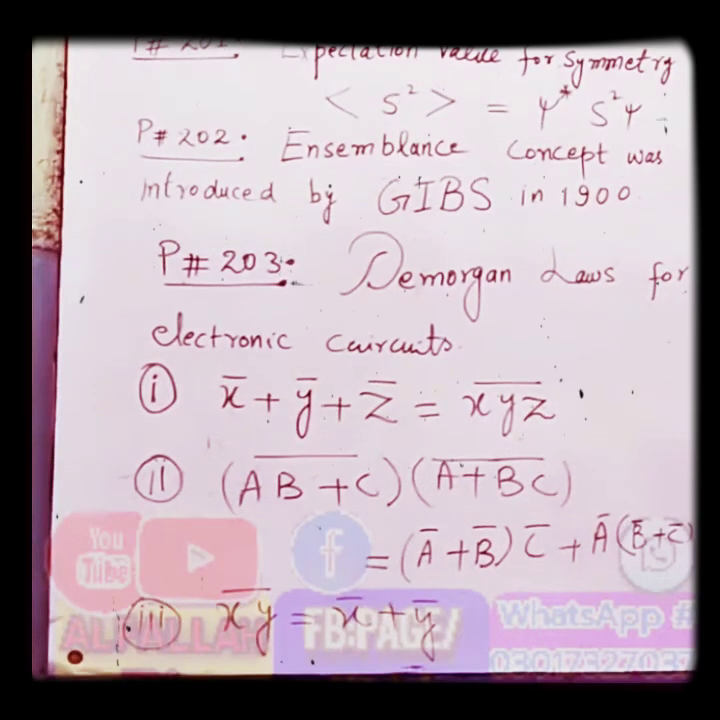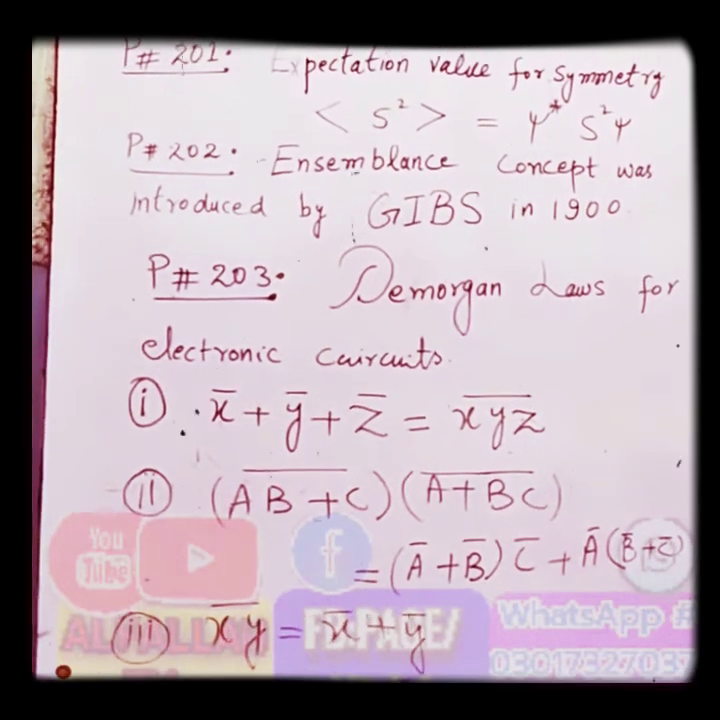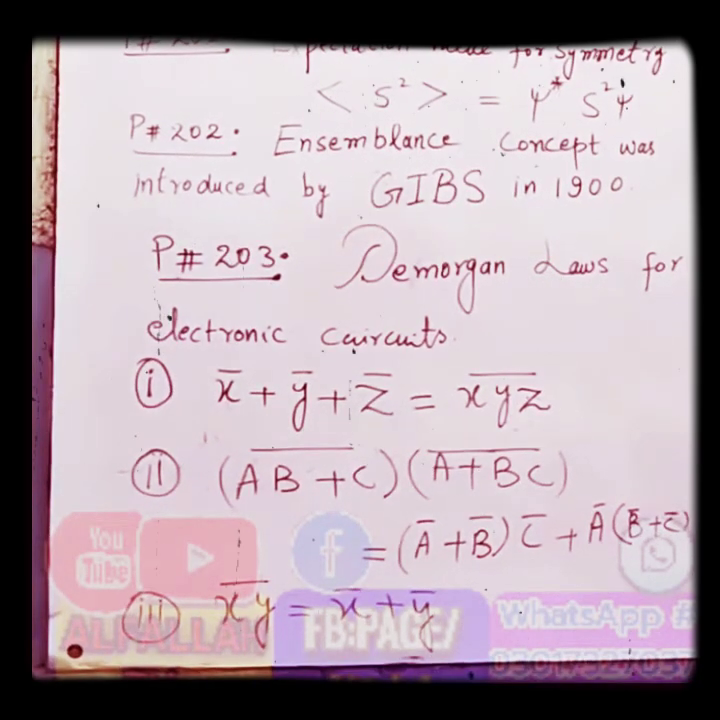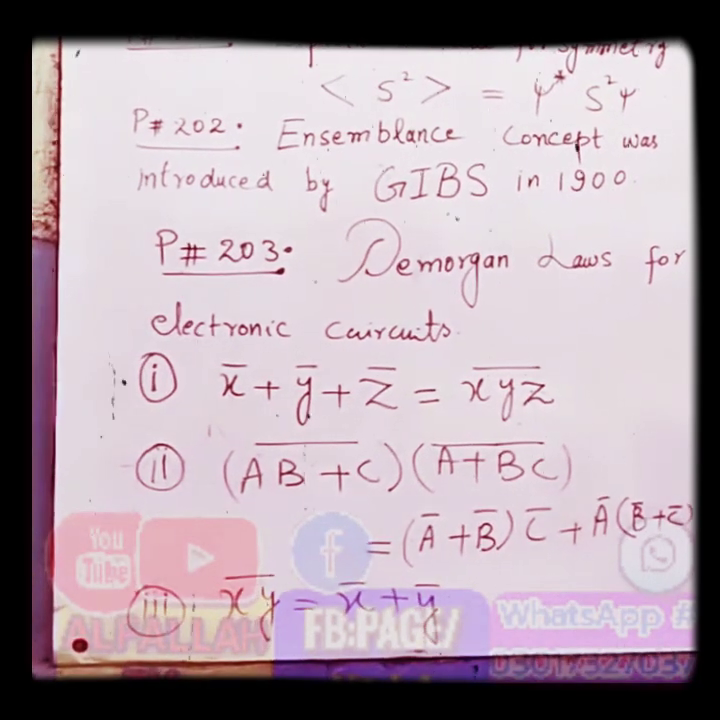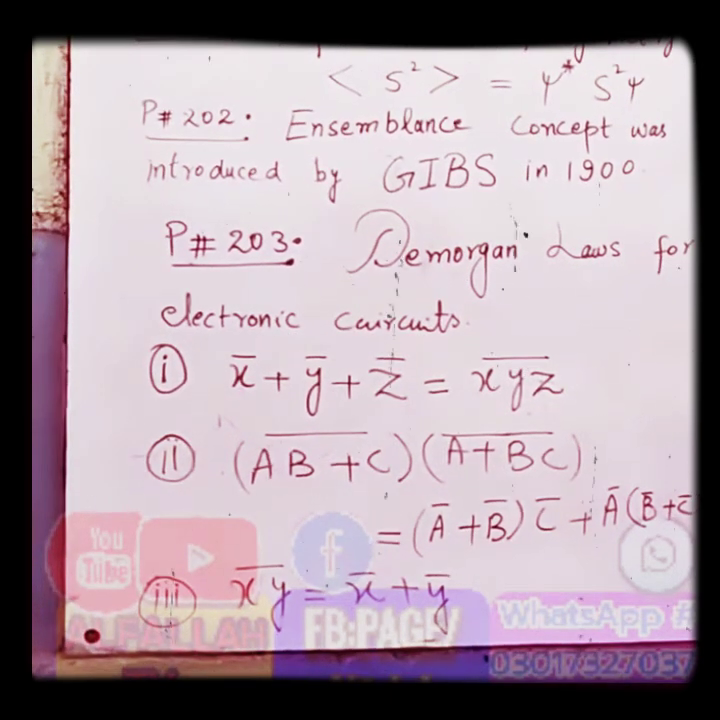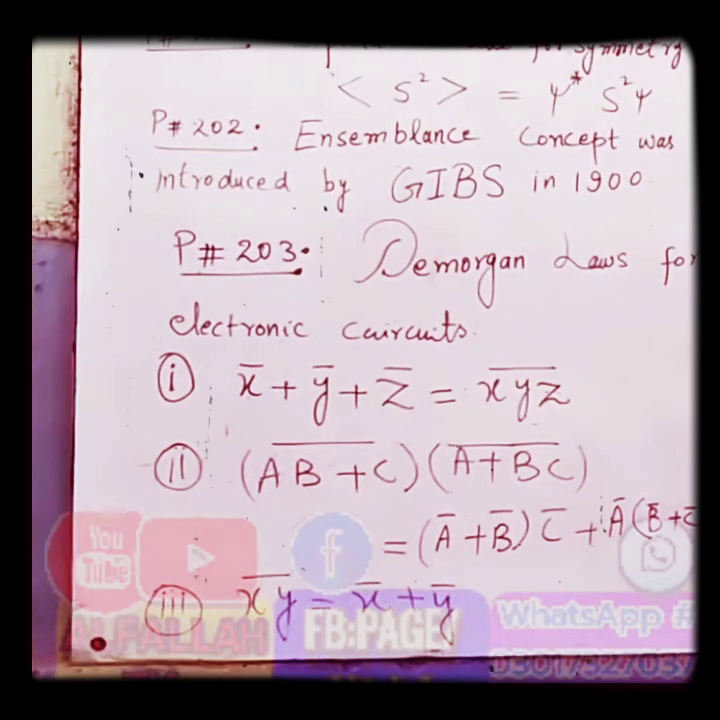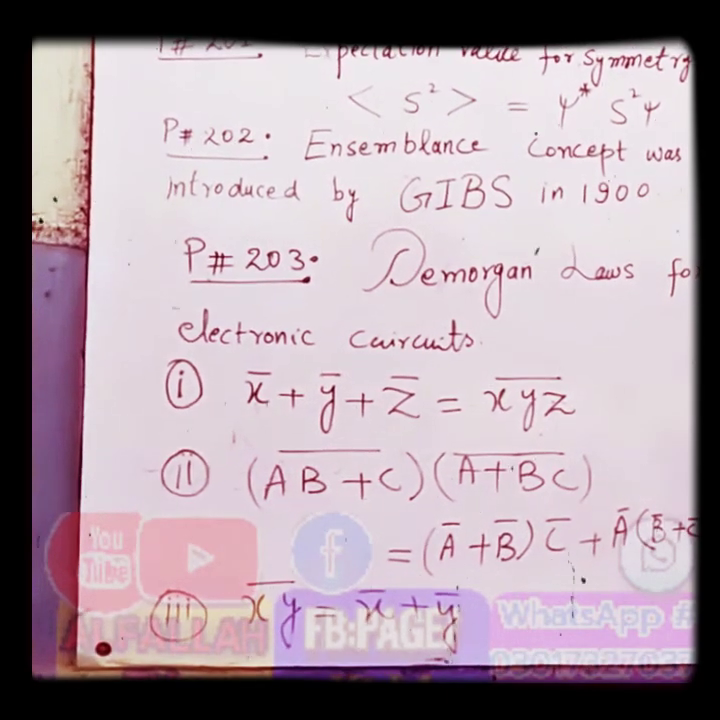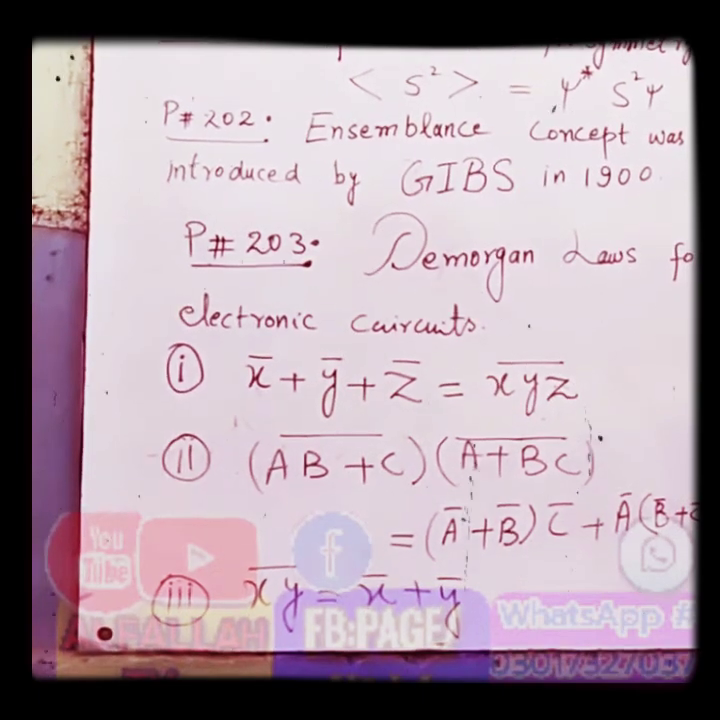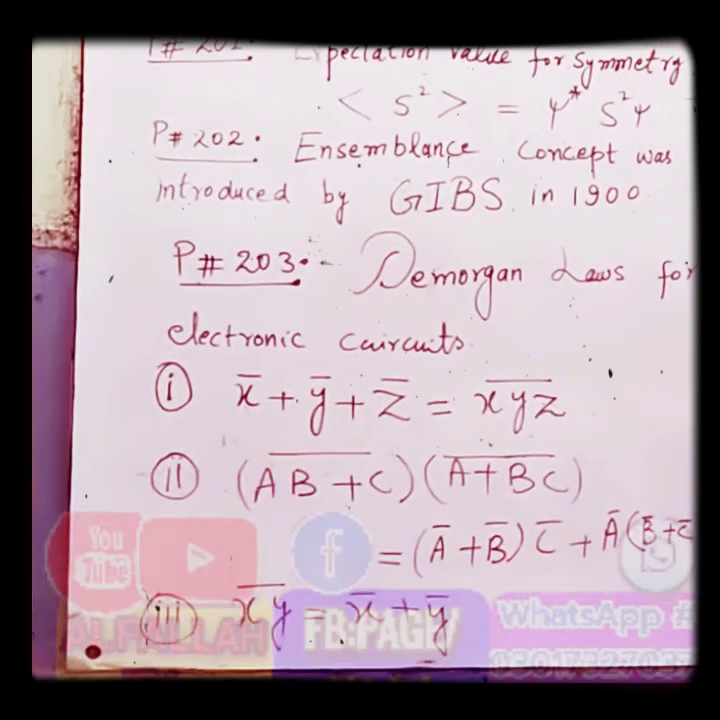Point number 203: De Morgan's laws for electronic circuits are: number 1, x bar plus y bar plus z bar is equal to x y z bar. Number 2, (ab plus c bar) into (a plus bc bar) is equal to (a bar plus b bar) into (c bar plus a bar) into (b bar plus c bar). Number 3, xy bar is equal to x bar plus y bar.